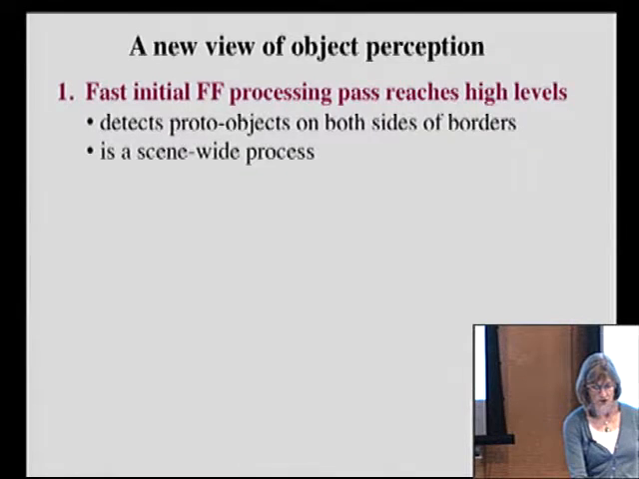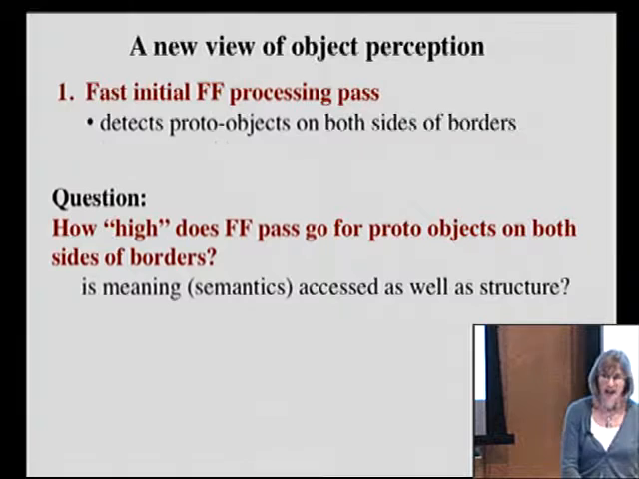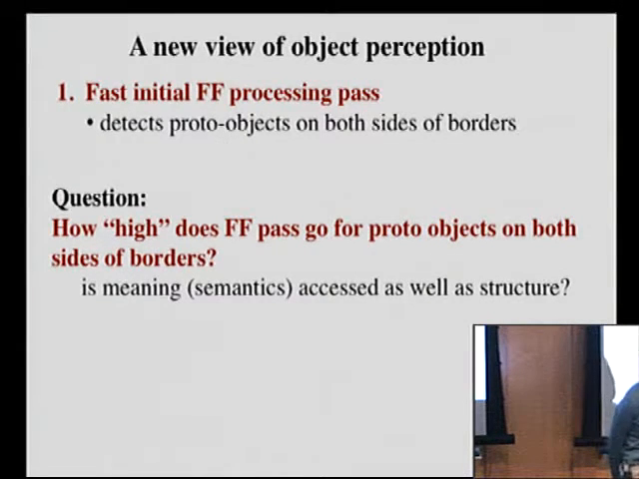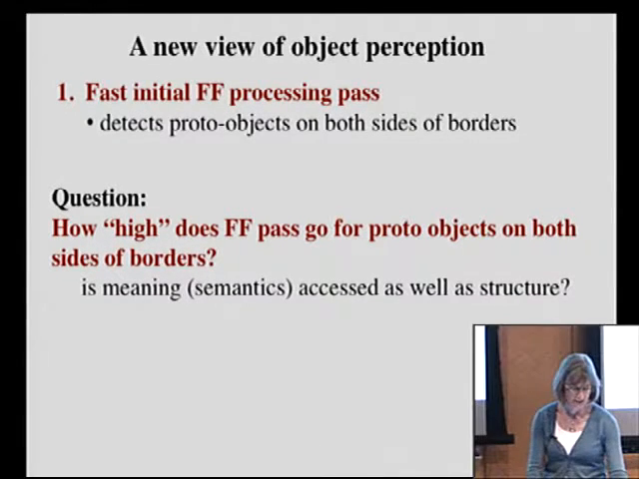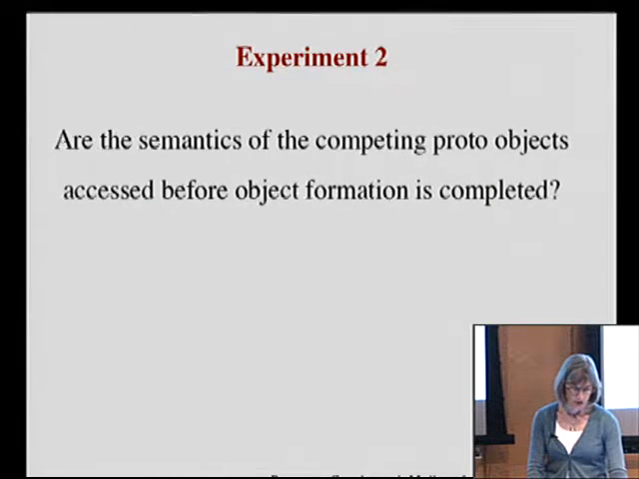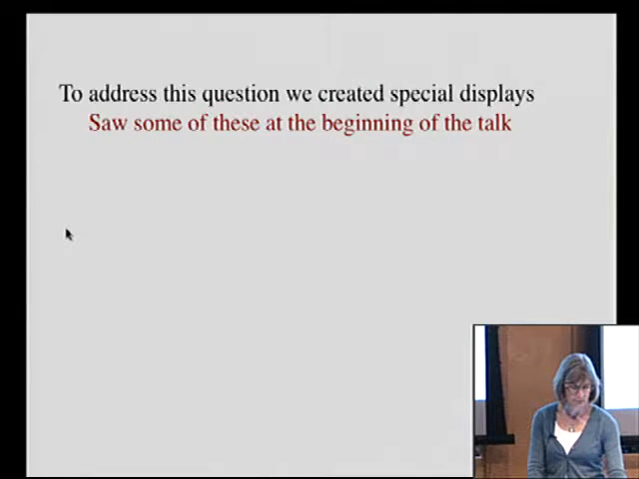Okay, so I want to come back to this fast initial feed-forward processing pass and ask, how high does it go? I'm saying it goes to the highest levels of the brain. How high does it go? And so I want to show you an experiment we've finished just recently, asking, is the meaning of an object that might be perceived in a scene accessed as well? So, are the semantics of the competing proto-objects accessed before object formation is completed?